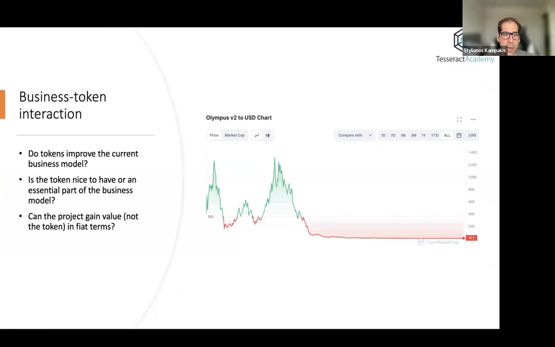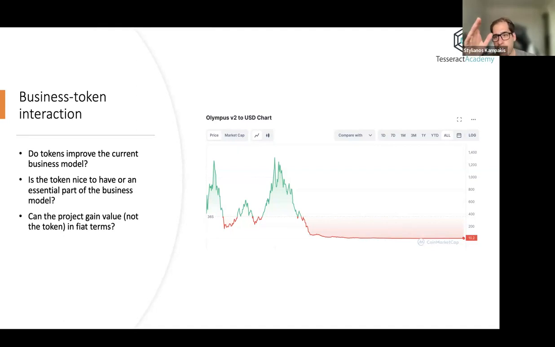So first of all, business token interaction. This is a very interesting graph which shows the price of Olympus DAO. Olympus DAO is a very famous example of what we call Ponzinomics, which is when a project doesn't really have a very good business model, but it creates value simply through financial hacks. And this is what happened with Olympus DAO. They had a business model in which it would acquire value as users would invest money in it, but it didn't really have a way to preserve this value.